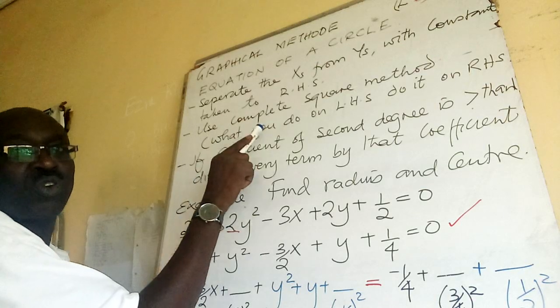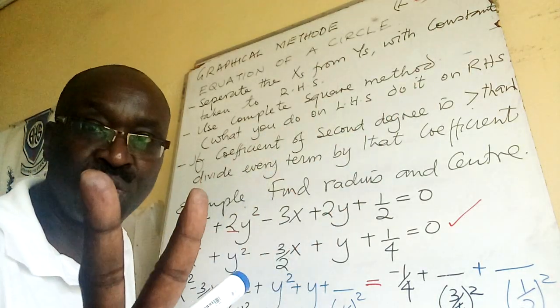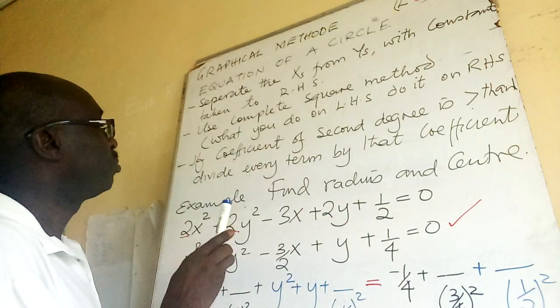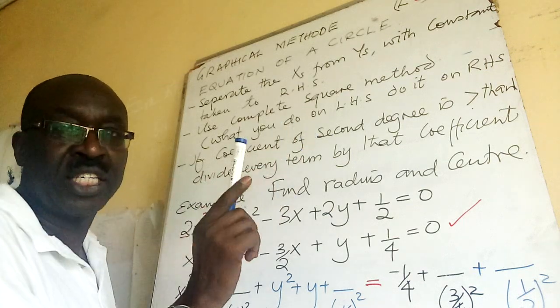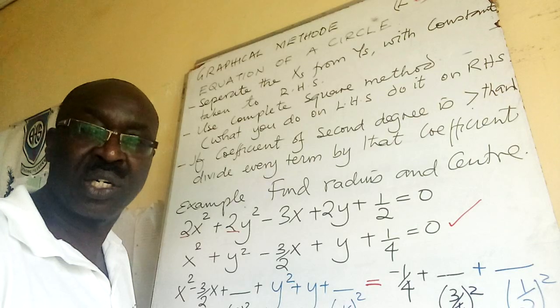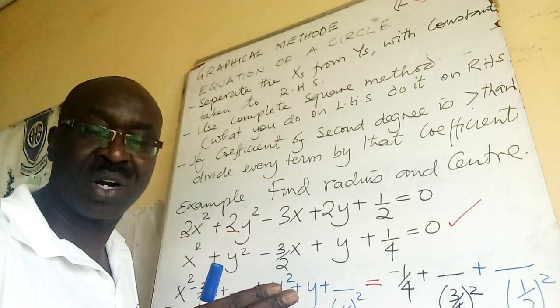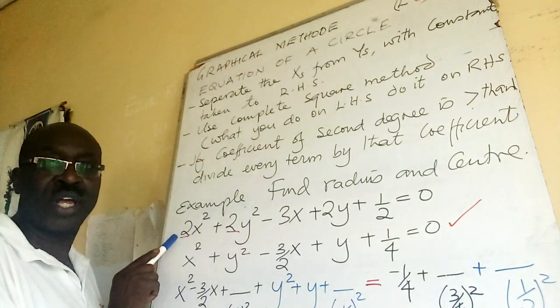Then we use complete square method because there will be two terms, you need the third one. Then if coefficient of the second degree is greater than 1, which I'm dealing with now. In the previous lesson, the coefficient of second degree was 1, but now greater than 1. Okay, so we go here.